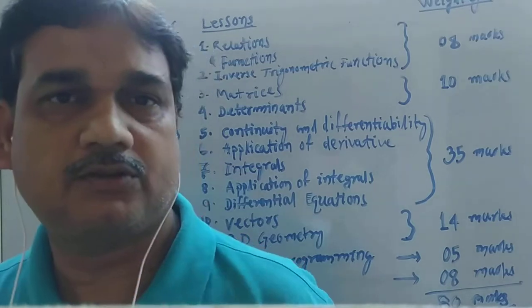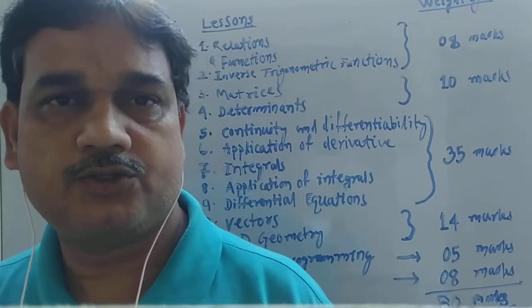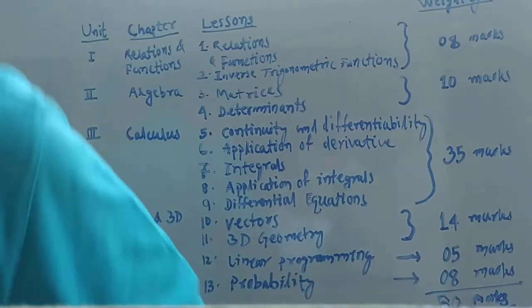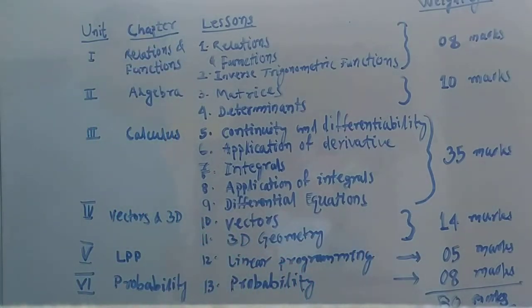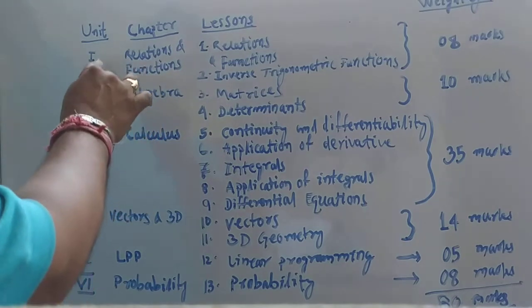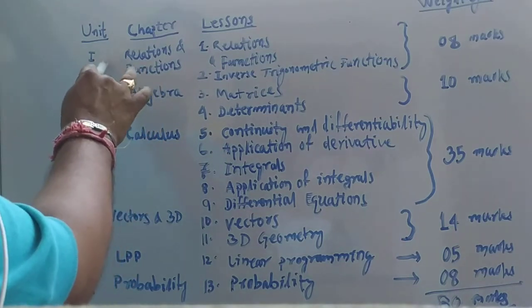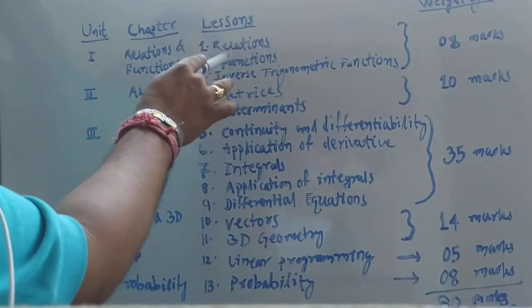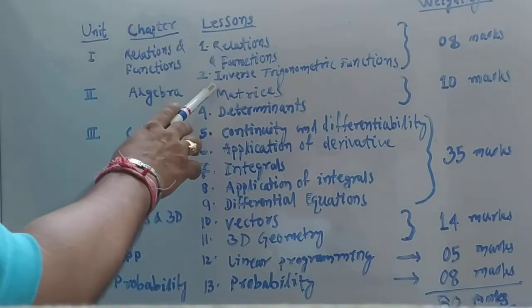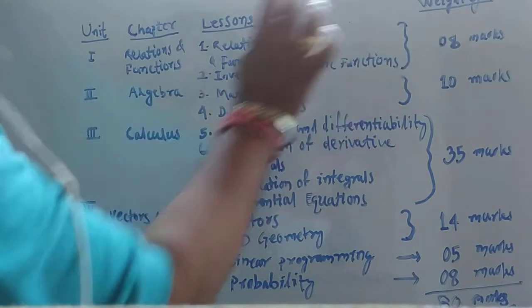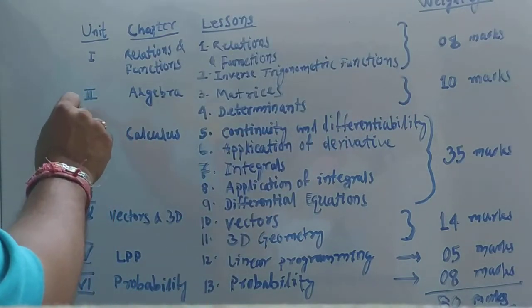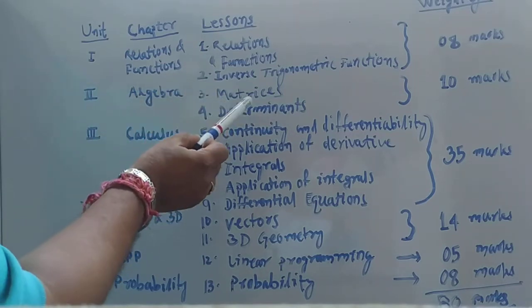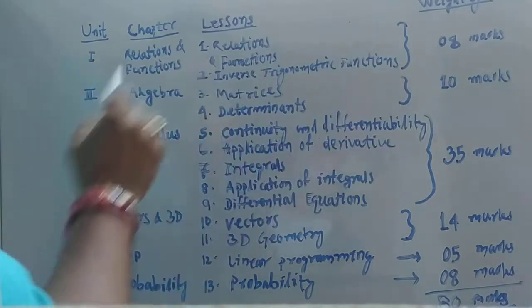But before going through the lesson, let me introduce you to the syllabus of mathematics. Here is the complete syllabus. You can see there are 6 units. First unit is relations and functions. Under it there are 2 lessons: relations and functions, and inverse trigonometric functions, and its weightage is 8 marks. Then unit 2 is algebra. It consists of 2 lessons: matrices and determinants. The weightage is 10 marks.